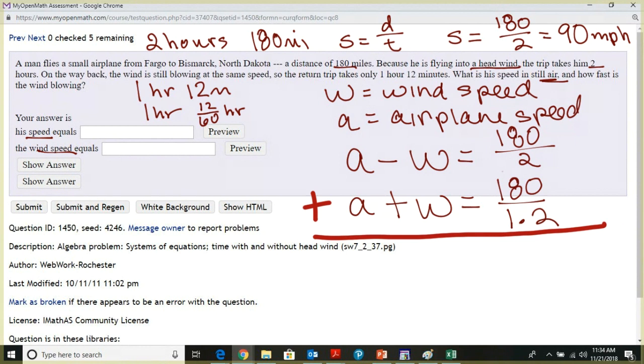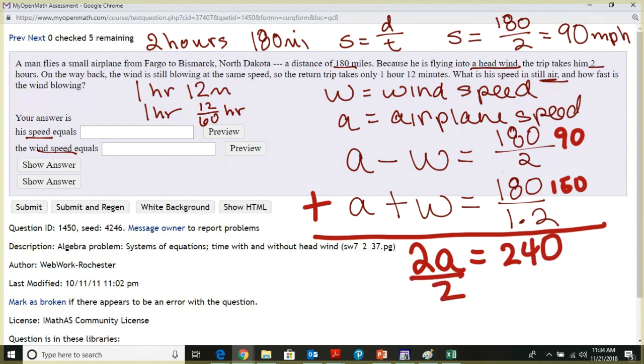So if I just add these, A plus A is 2A. And then the 180 over 2 we knew was 90. 180 over 1.2 is 150. So now add those together and we get 240. So now we'll divide both sides by 2. And we see that the airplane itself was going 120 miles per hour.